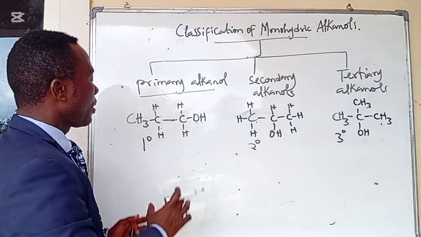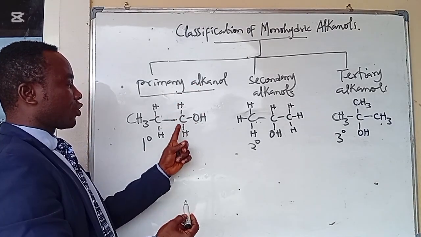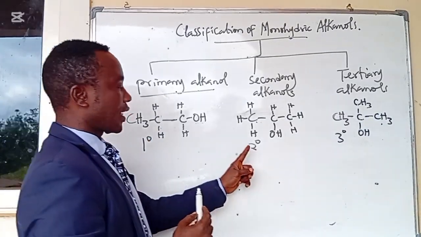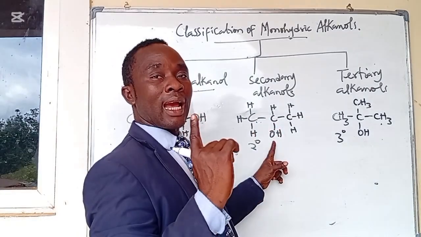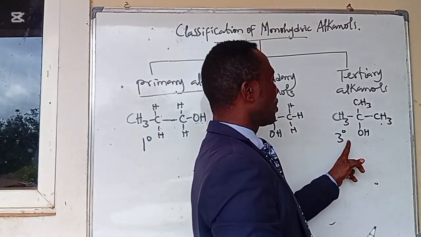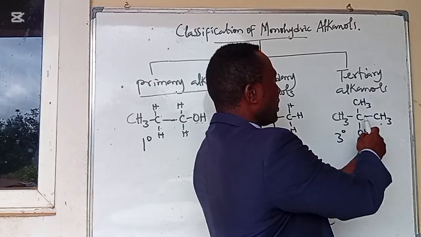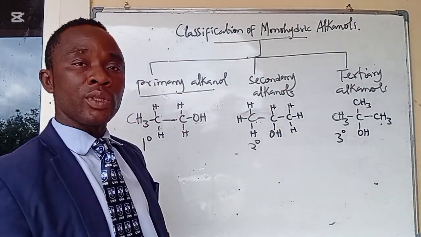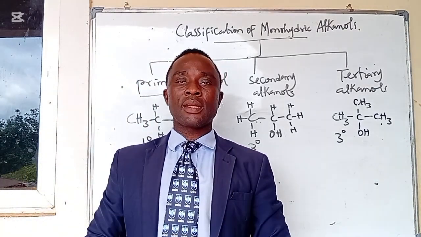Now let me recap. Primary alkanol, the carbon atom bearing the OH bears two hydrogens, or is attached to only one carbon. Secondary alkanol, the carbon atom that bears the OH has only one hydrogen and is attached to two carbons. Tertiary alkanols, the carbon atom that bears the OH has no hydrogen and is bonded to three other carbon atoms. So I hope with this explanation, you should be able to know when an alkanol is primary, secondary, or tertiary.